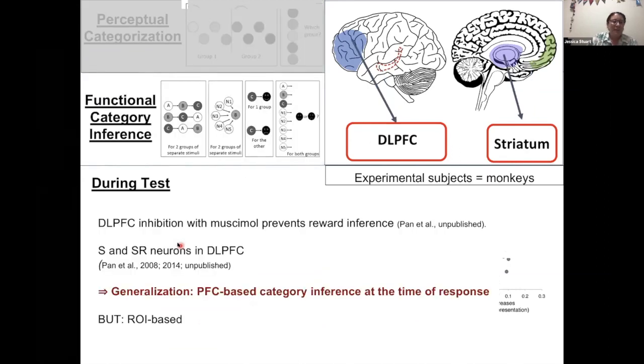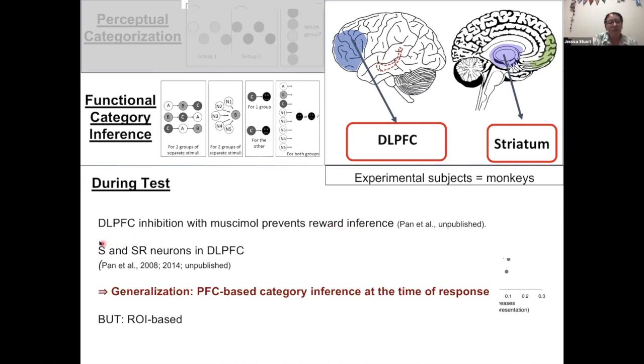To go back to the slightly more difficult functional category, and in this case, adding inference on top of it, this is work by Pan and Masamichi, and they found that, first of all, the dorsolateral prefrontal cortex seems to be very important for this. If you inhibit it with muscimol, then the monkeys, so this time we have monkeys as experimental subjects, can't do the reward inference at all. Or at least the first time that they actually need to do inference. After that, they can just do the response they did last time, which is memory.